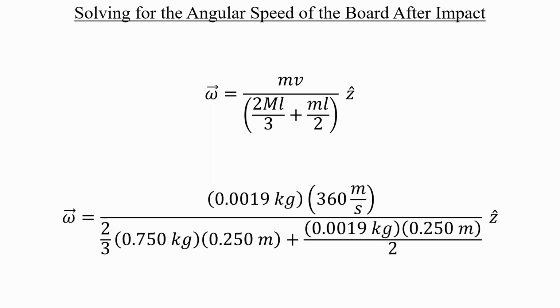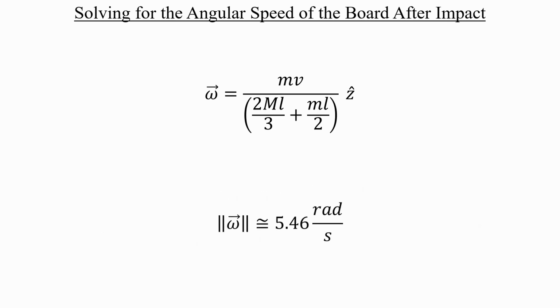No matter how you've set up your picture or defined your system, you should arrive at the same angular velocity magnitude of approximately 5.46 radians per second. And that's our answer to part A. For part B, let's go back to our picture.